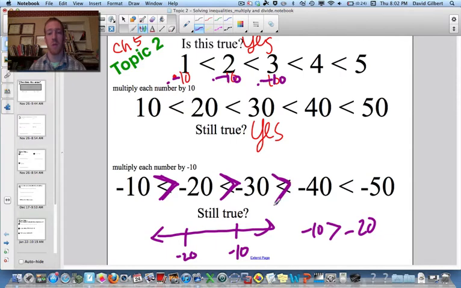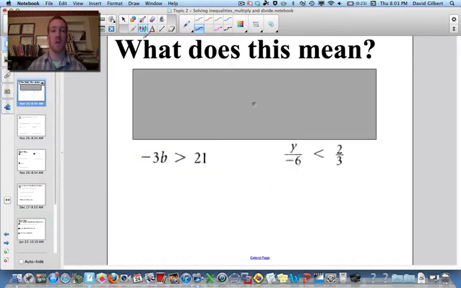This is the only real significant difference than just solving equations. So normally we just solve, just like we solve an equation, the only difference is if we multiply or divide by a negative number, then you have to flip the inequality. Okay, so write that in here.